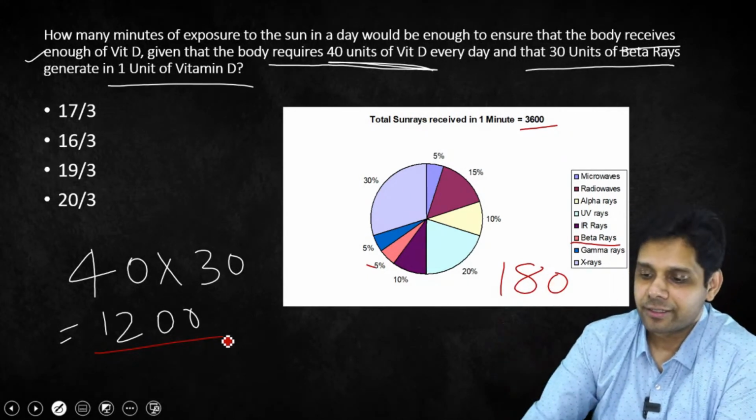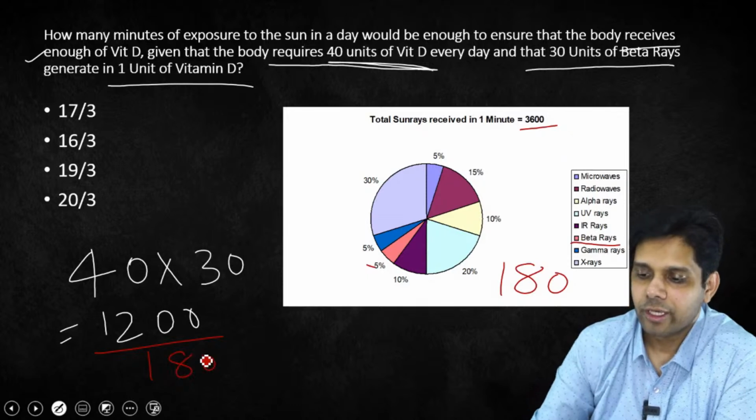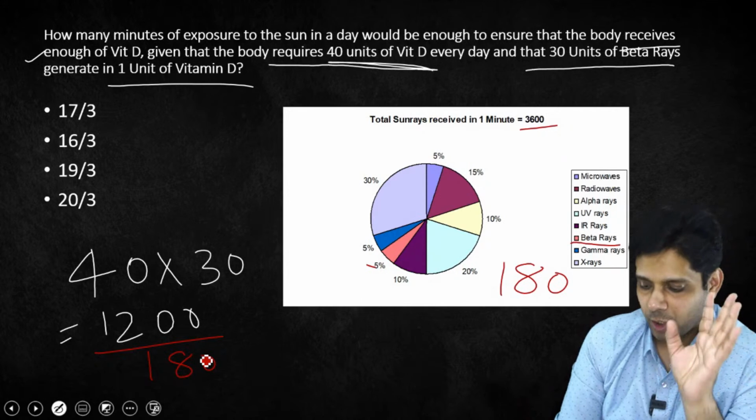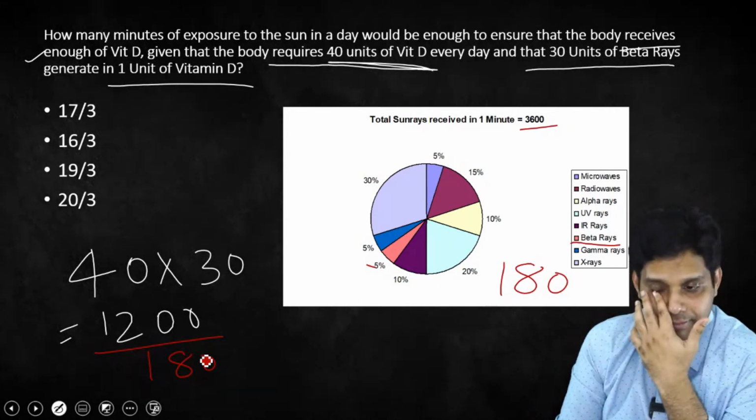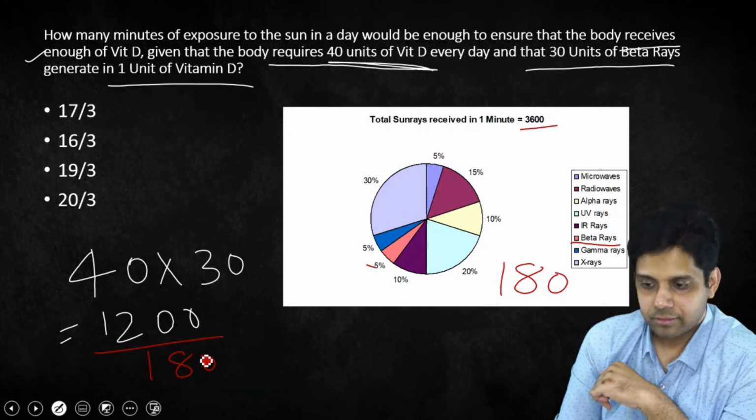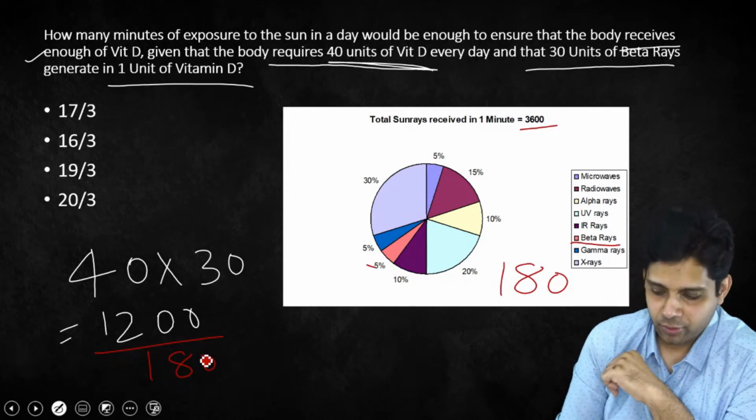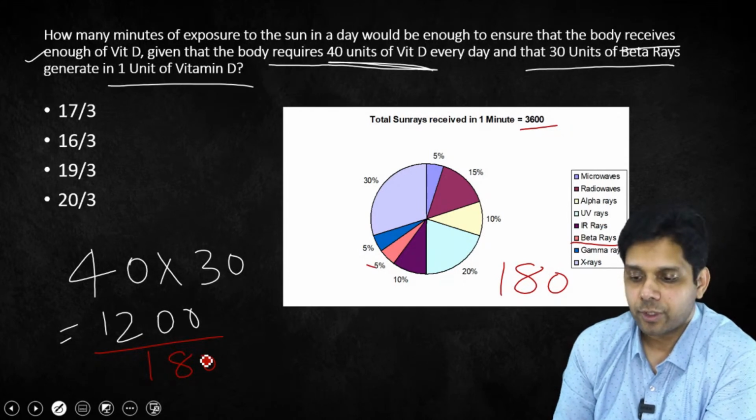So how many minutes? Divide. 1200 divided by 180. You are going to get the answer. Now quickly tell me what is the answer. The answer is 20 by 3. Yes, sir. The previous question was 27. Now we are on to the next question. Clear?